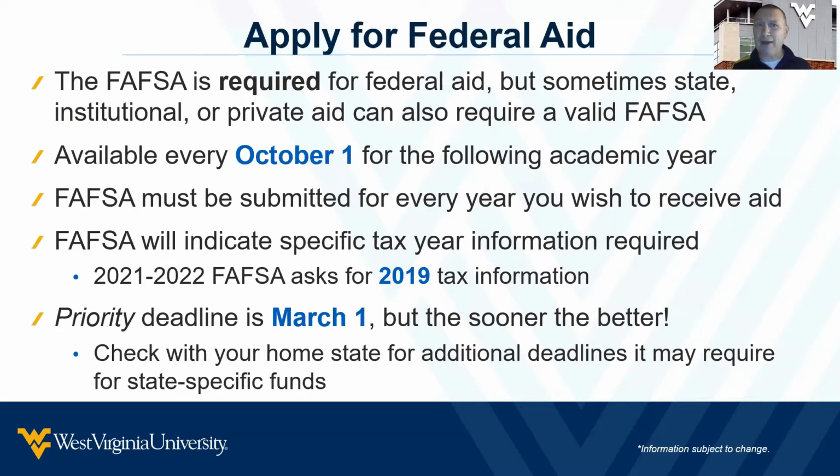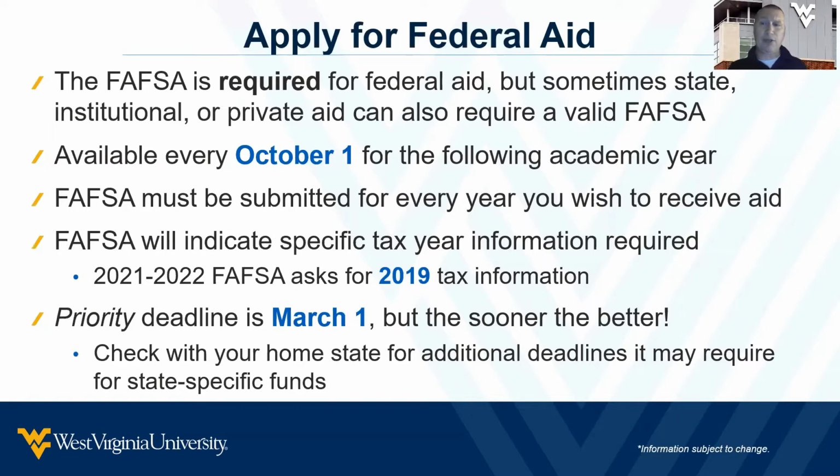As you begin work on the FAFSA, first, it's required for federal aid. You must complete a FAFSA every year, so make a note that it is imperative to plan ahead so that your federal aid can be reviewed from every award year's FAFSA. And it's available starting October 1st of every year. You must have it submitted for the year that you want to receive aid.